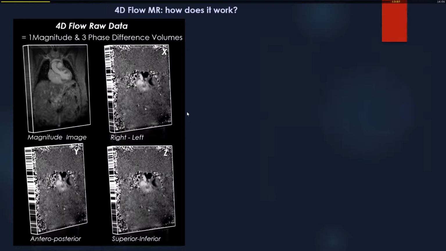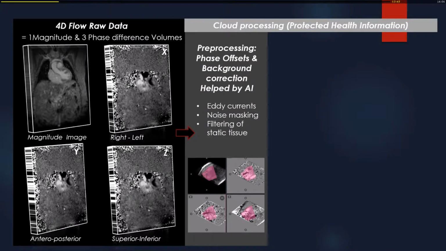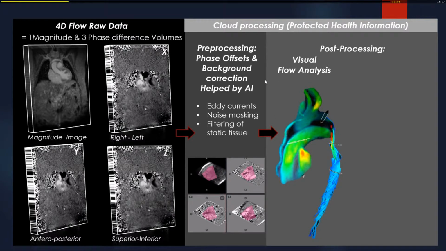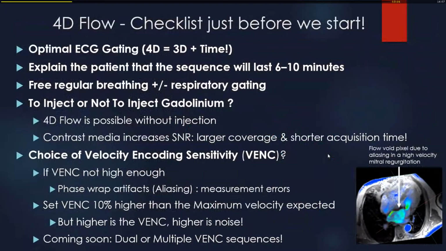The 4D flow raw data, once you have done your acquisition, gives 4 different volumes: one magnitude volume and 3 phase difference volumes in the different directions of space. Once we have this big raw data, we do protection of the health information, and we send all this to the cloud. First we do a pre-processing to correct the phase offsets and the background corrections for static tissue, and this is now helped by deep learning to make it easier. Then we go to the analysis, and we do post-processing with visual flow analysis first, and then we do our measurements.